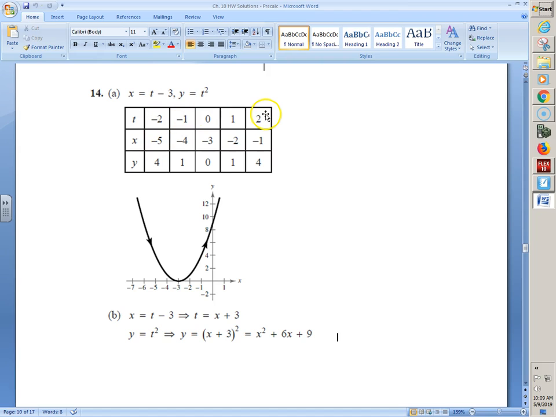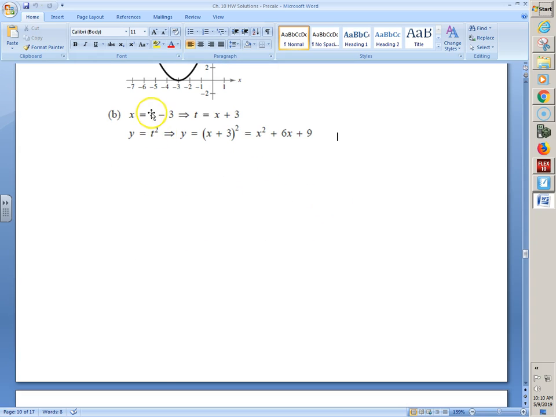Time moves only in one direction. So I go from this point to that point to that point, the same way that time has to move. And so I say, okay, well, if he was at (-5, 4), and now he's at (-4, 1), well, then he must be going this way. Otherwise, the points would have been graphed in the opposite order.